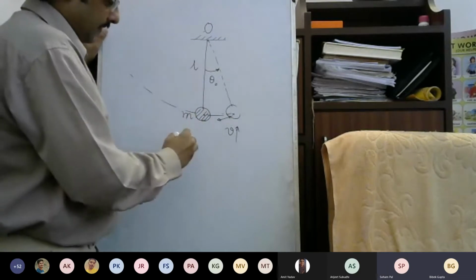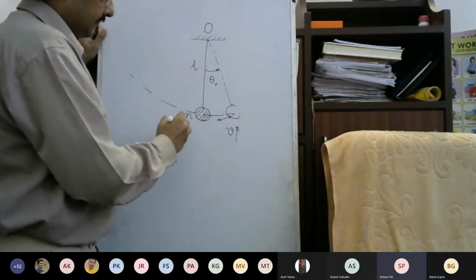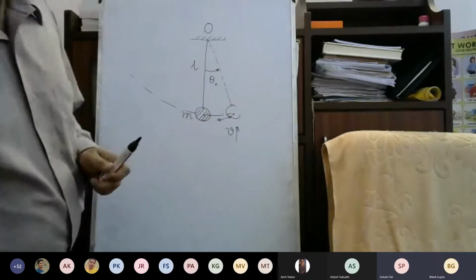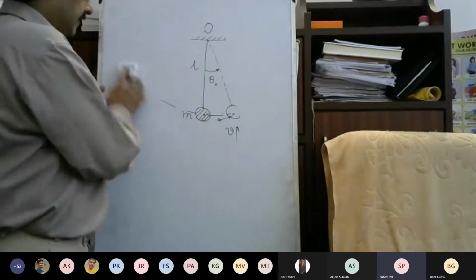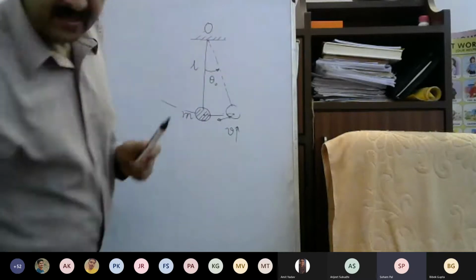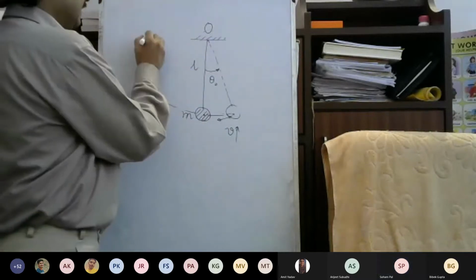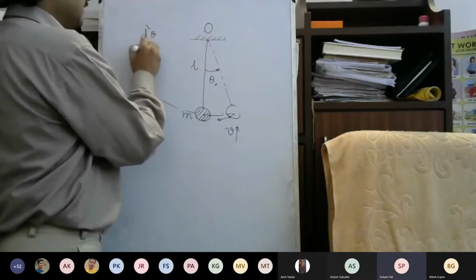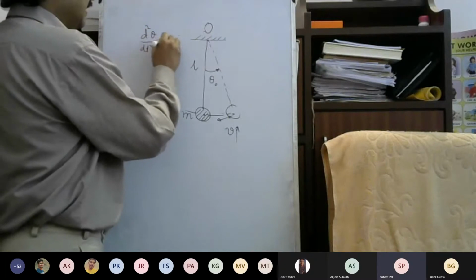So I just considered that dt in the g by L sine theta dt. Instead of dt, I just considered d theta by omega, d theta by theta dot. Okay, let me try what you are saying. So I'll have d2 theta dt square, so that is d omega by dt.